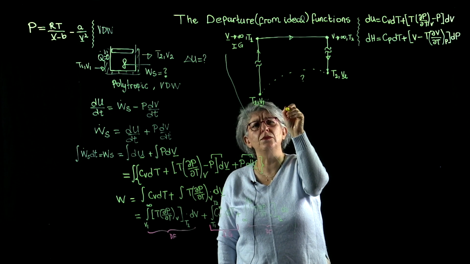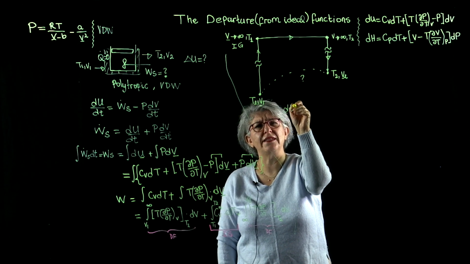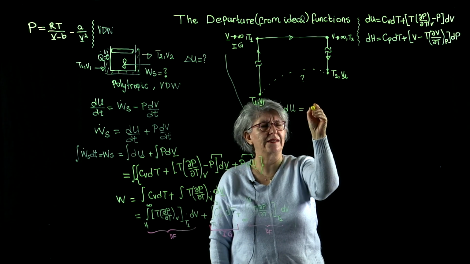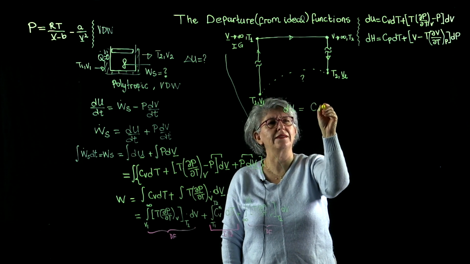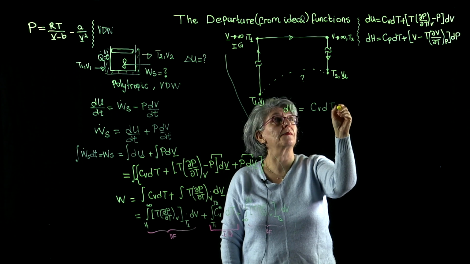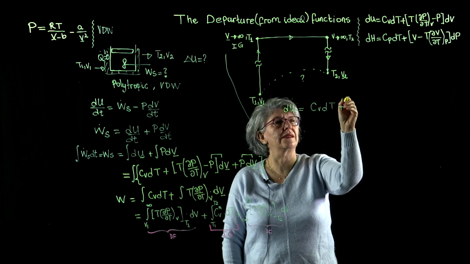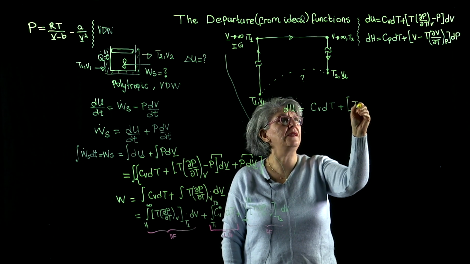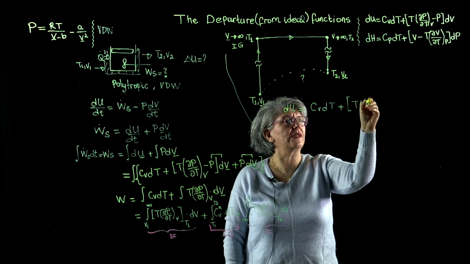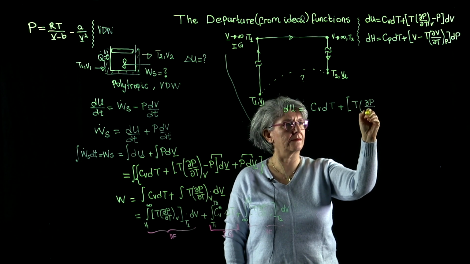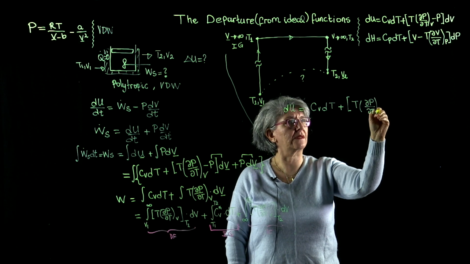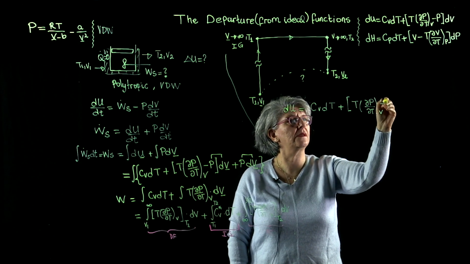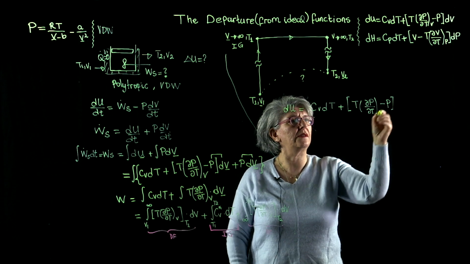Now, dU, as we derived, is Cv dT plus T del P over del T at constant V minus P times dV.